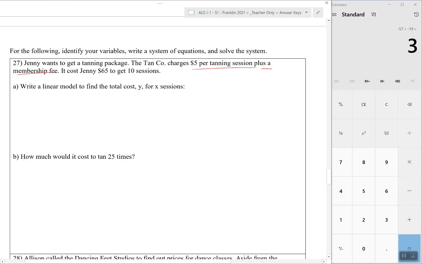So remember, you want to be able to identify what information you are given in this problem. What we have is a slope of 5 per session and a point. 10 sessions for $65. That's (10, 65). Usually your money is going to be your y value there. So now we can use point slope form to write an equation, then solve to get our linear model in slope intercept form. So y minus 65 equals 5 times x minus 10.